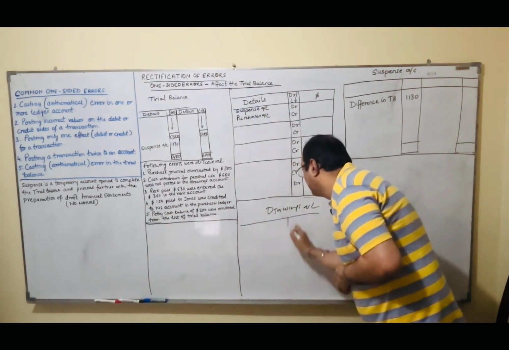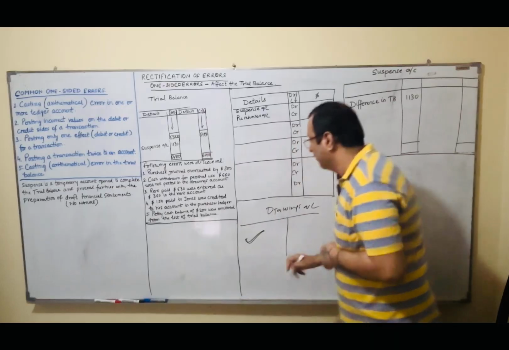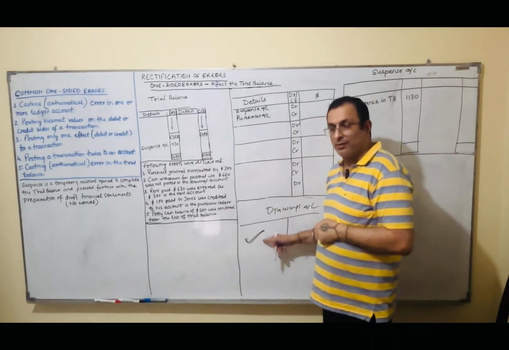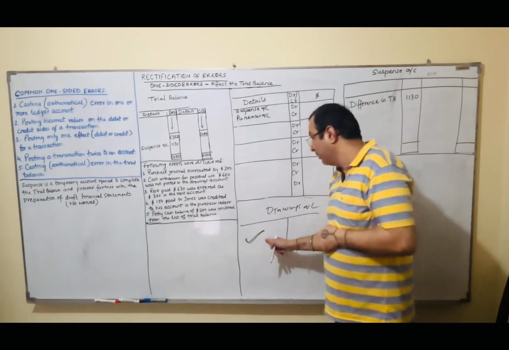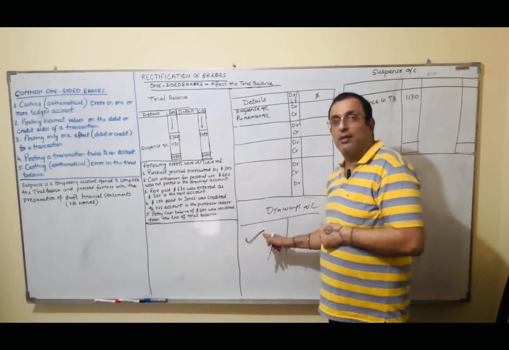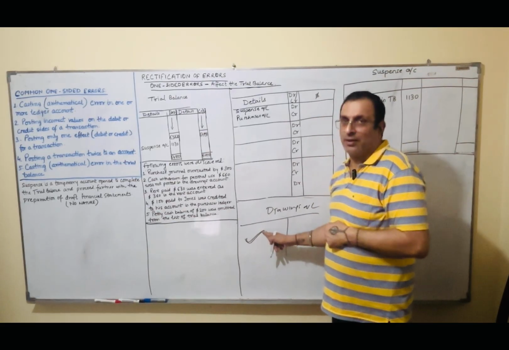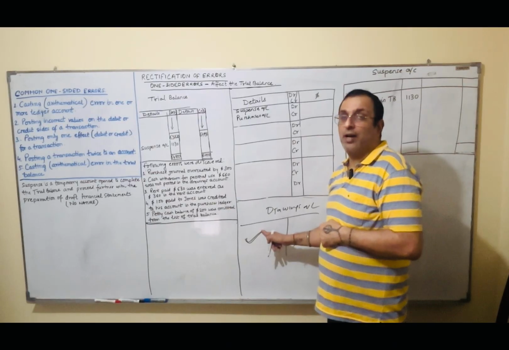When I withdraw money, I record in debit, right? But I have not recorded here. I have not recorded here, right? We have to write here because increase in drawings means increase in asset. It's debit. We have not recorded.